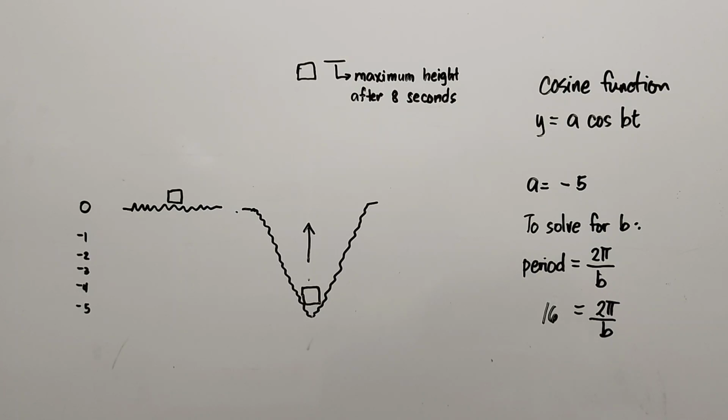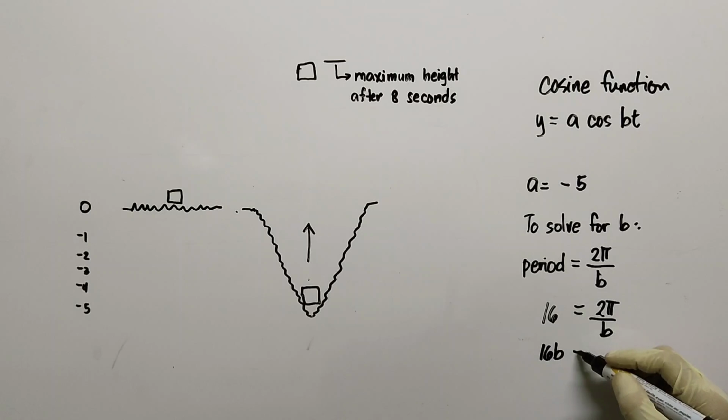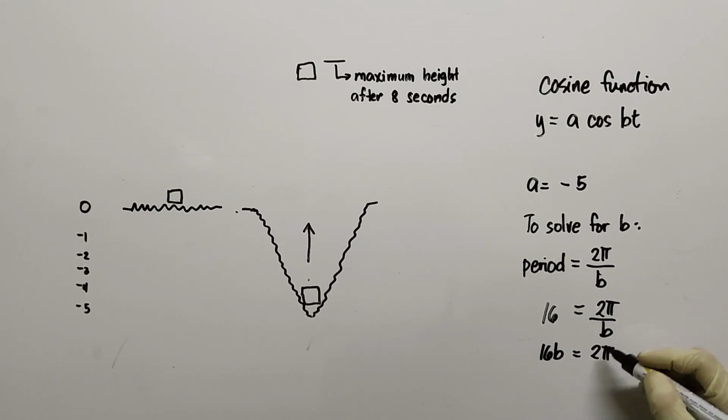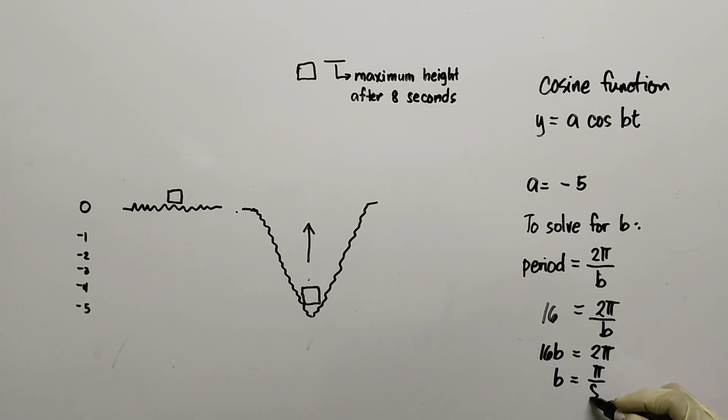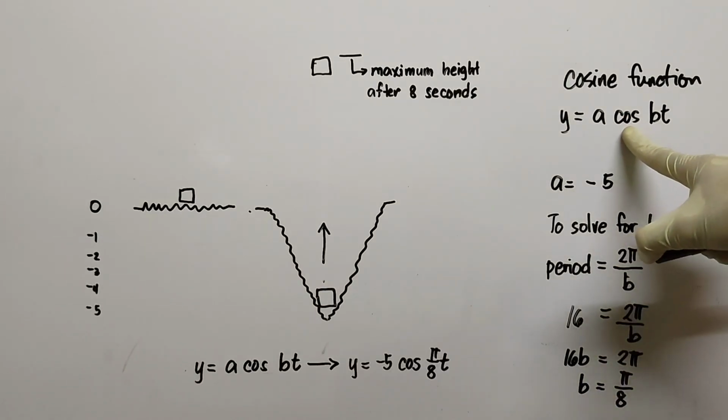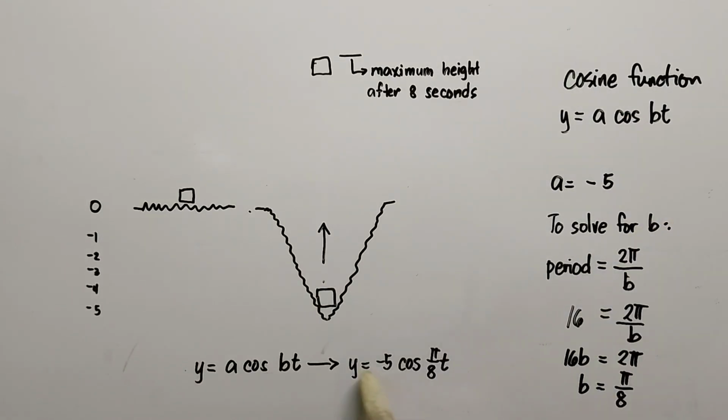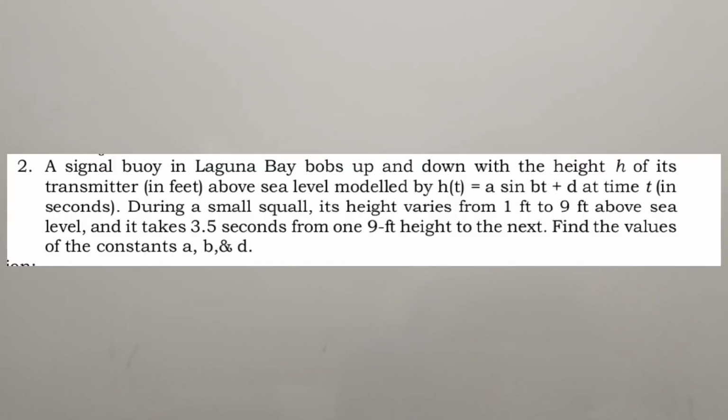Substituting the formula, period equals 2 pi over b. Therefore, the value of our b is pi over 8. So using this cosine function, a is -5 and the b is pi over 8. So this is now the equation of this simple harmonic motion. This is the second problem involving simple harmonic motion.